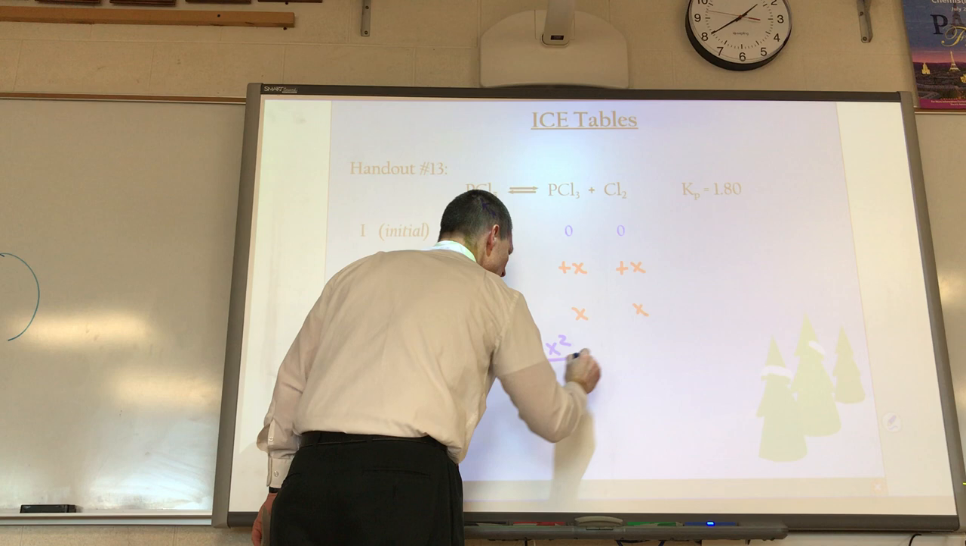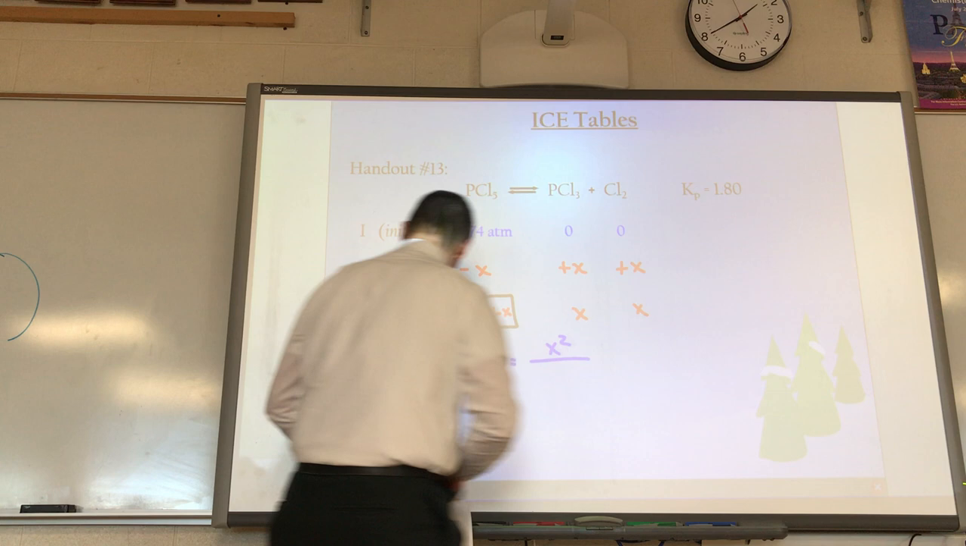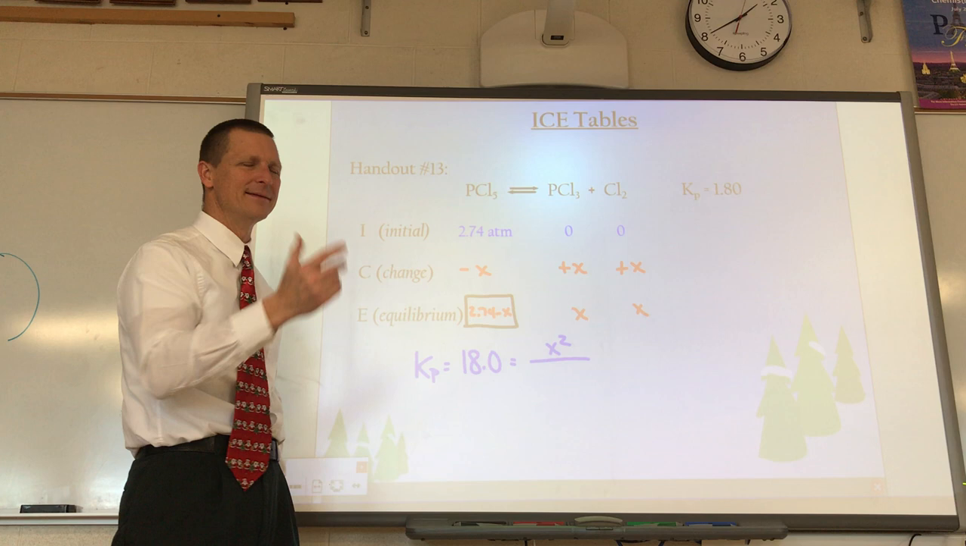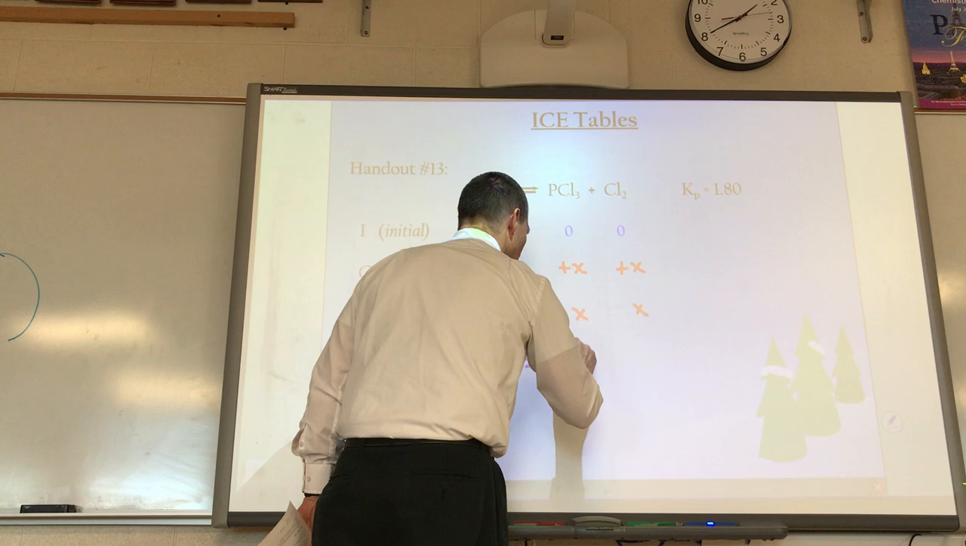Or 18. Sorry. The next problem is going to be 18. Yeah, this is 1.8. You're confused? It's 1.8. Oh. Sorry. The next K. Oh, and that one has the equilibrium constant of 18. I didn't write that up there. But yeah, it's 1.8. So I need to fix that. I apologize. Okay, so the K value is x squared over this term, 2.74 minus x.